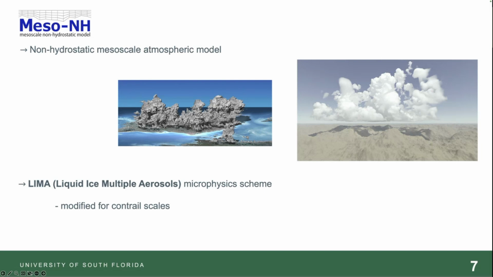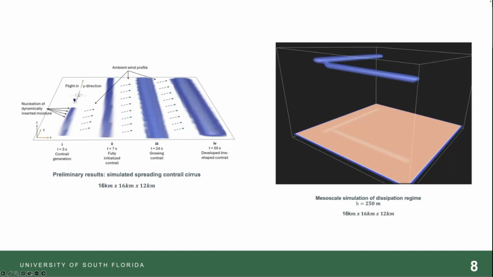And we have made some quite extensive modifications to some of the parameterizations in this to create compatibility with the smaller contrail scales. So we take this mesoscale model and we adapt it to the small contrail scales until the contrail grows so much that now we can actually use Meso-NH's native possibilities.